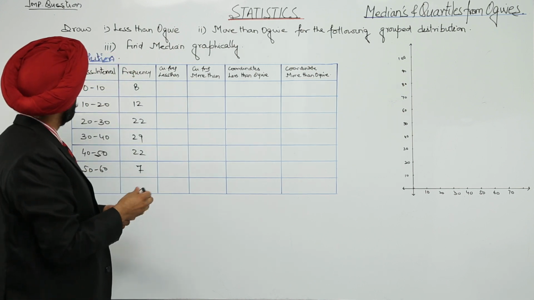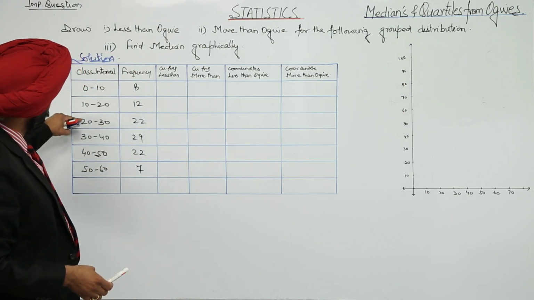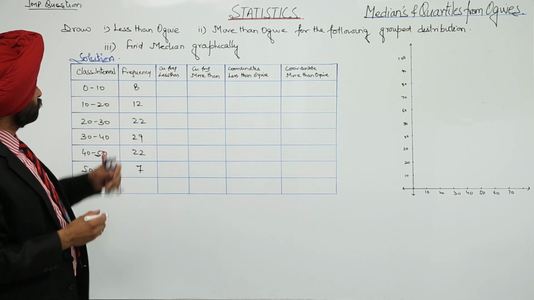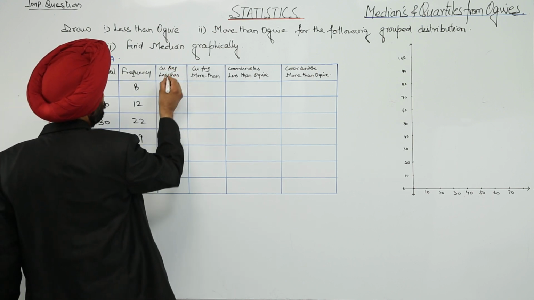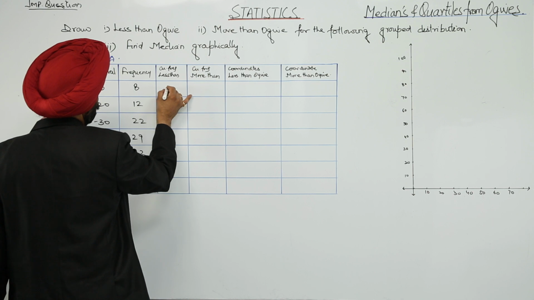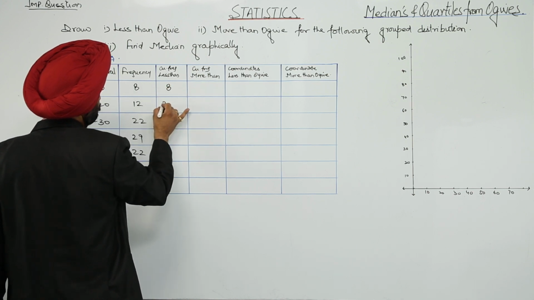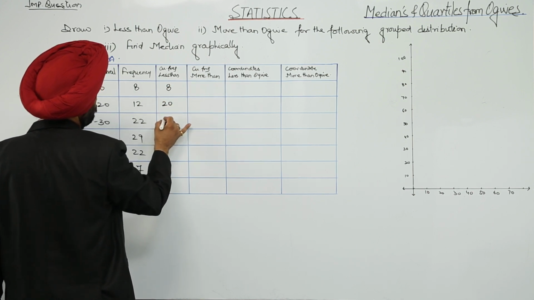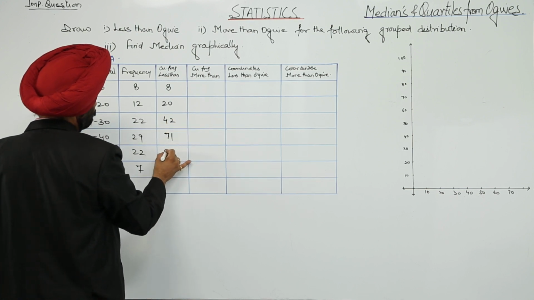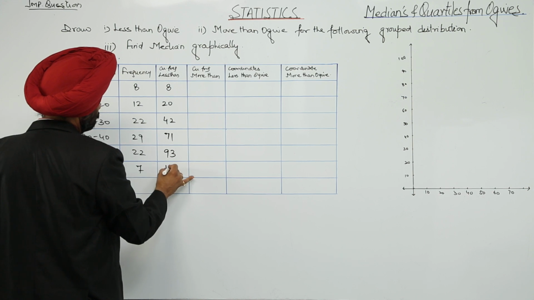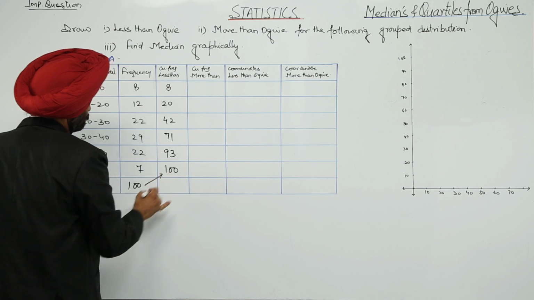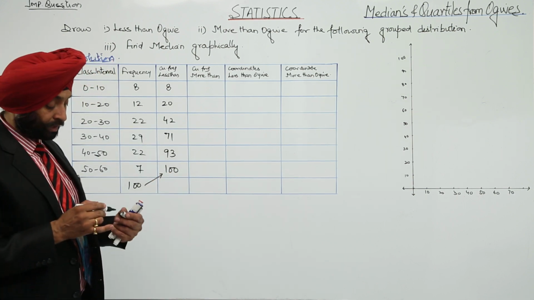Here we have class intervals from 0 to 10, 10 to 20, 20 to 30, up to 60. The frequency is given. Now, the cumulative frequency for less than, starting from the top: 8, 20, 42, 71, 93 and 100. This is also 100. So, we are on the right track.